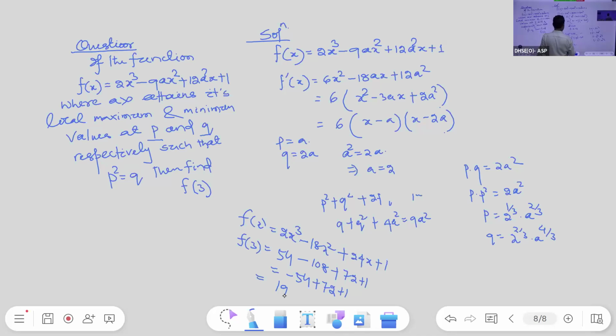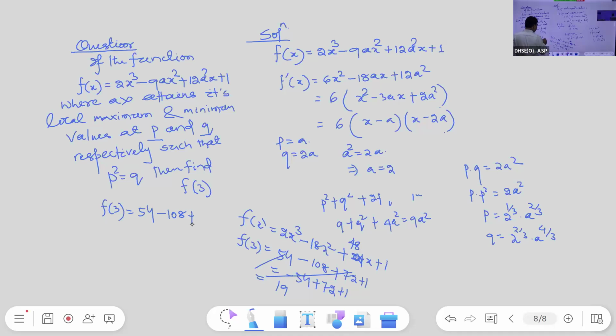Yes, a is equal to 2. 18x square. Oh, sorry. This is 48x, not 24. So f of 3 is equal to 54 minus 108 plus 48, sorry, plus 1.